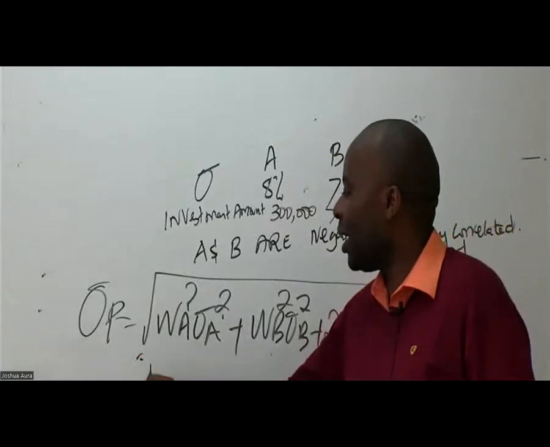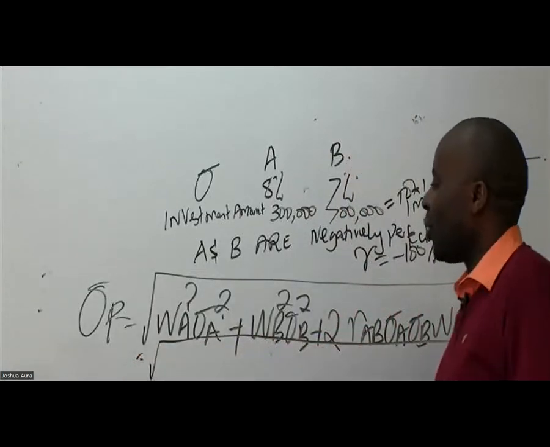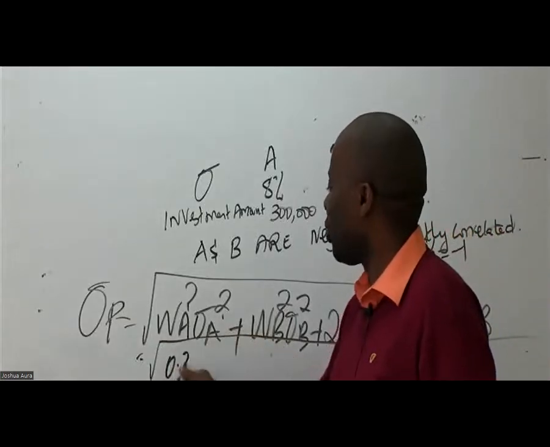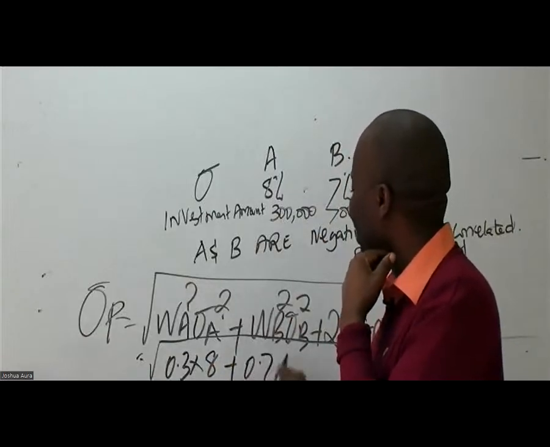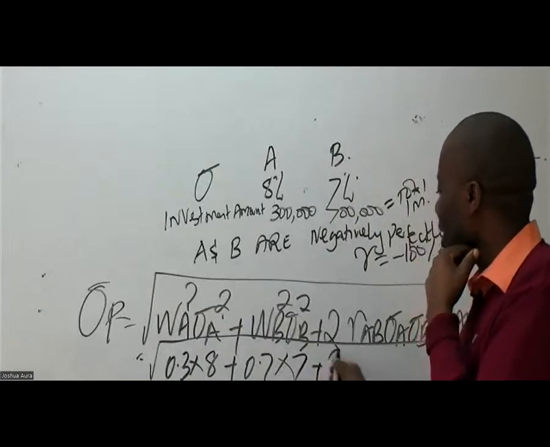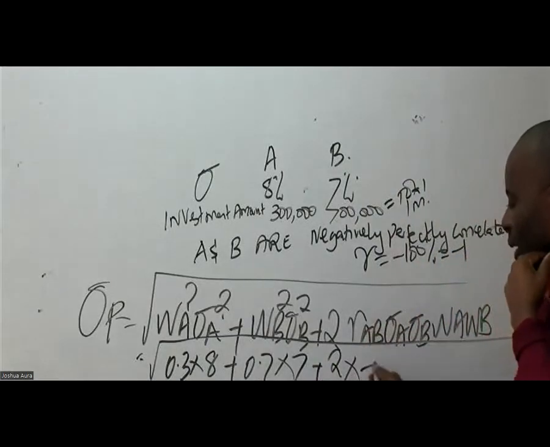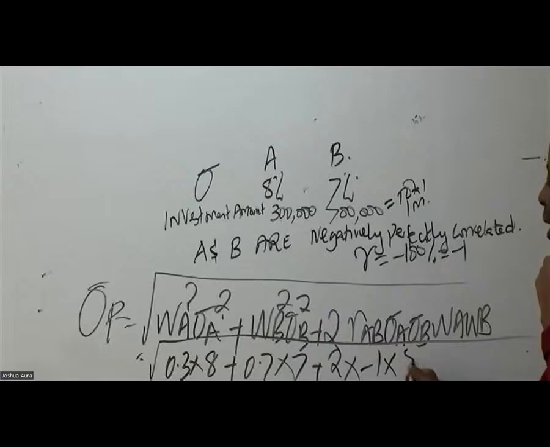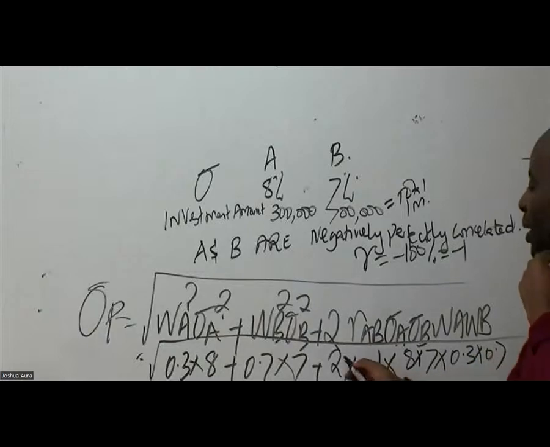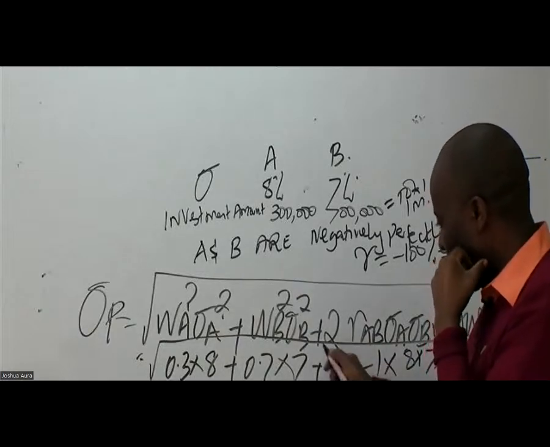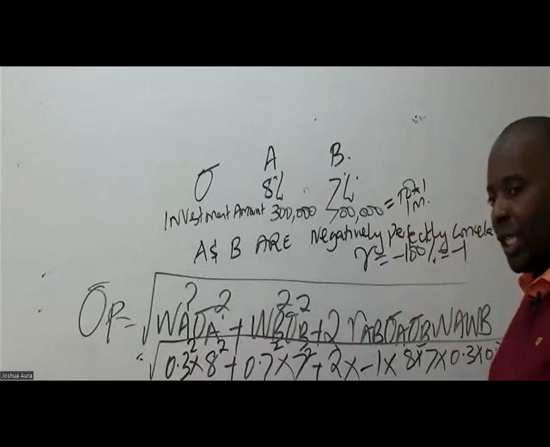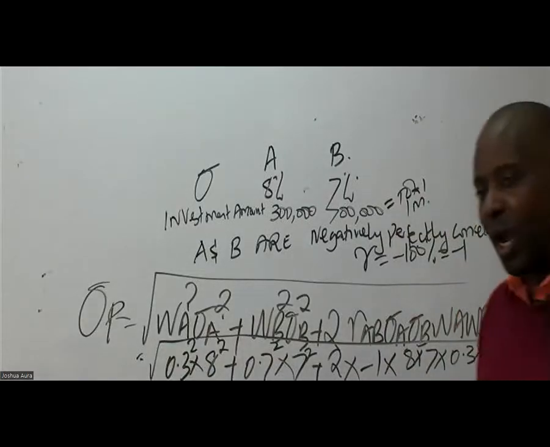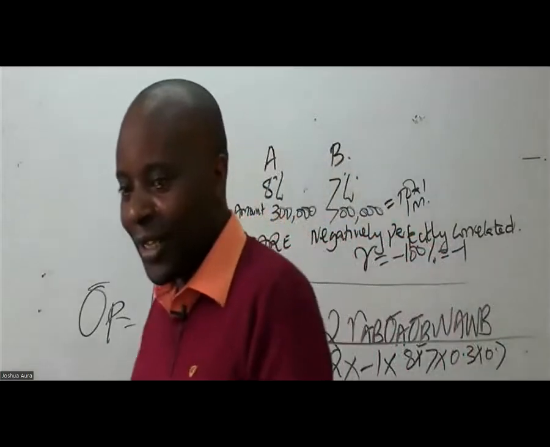So then we have here a big square root. The weight of A is 0.3 times the standard deviation of A, which is 8, plus the weight of B, which is 0.7, times the standard deviation of B, which is 7, plus twice the correlation between the two, which is -1, times 8 times 7 times 0.3 times 0.7. Don't forget, please, to square these. Always ensure that they are squared.